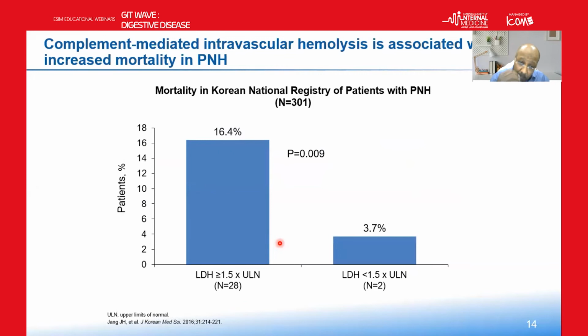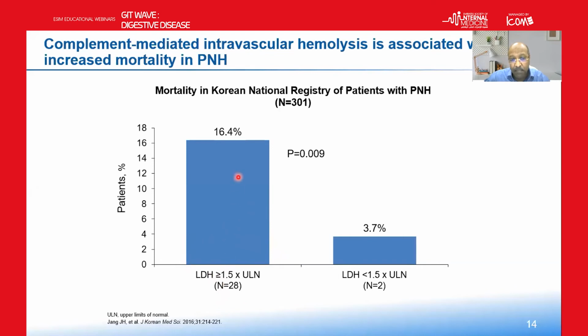And we can measure the level of chronic hemolysis by measuring the LDH. This is what we do in the clinic. As a surrogate marker for hemolysis, we can measure the LDH. In a Korean study, the Korean registry, which is an important registry for PNH that we usually quote because they have a large cohort of PNH patients, they measured LDH in their patients, and looked at a level of more than 1.5 times the upper limit of normal.